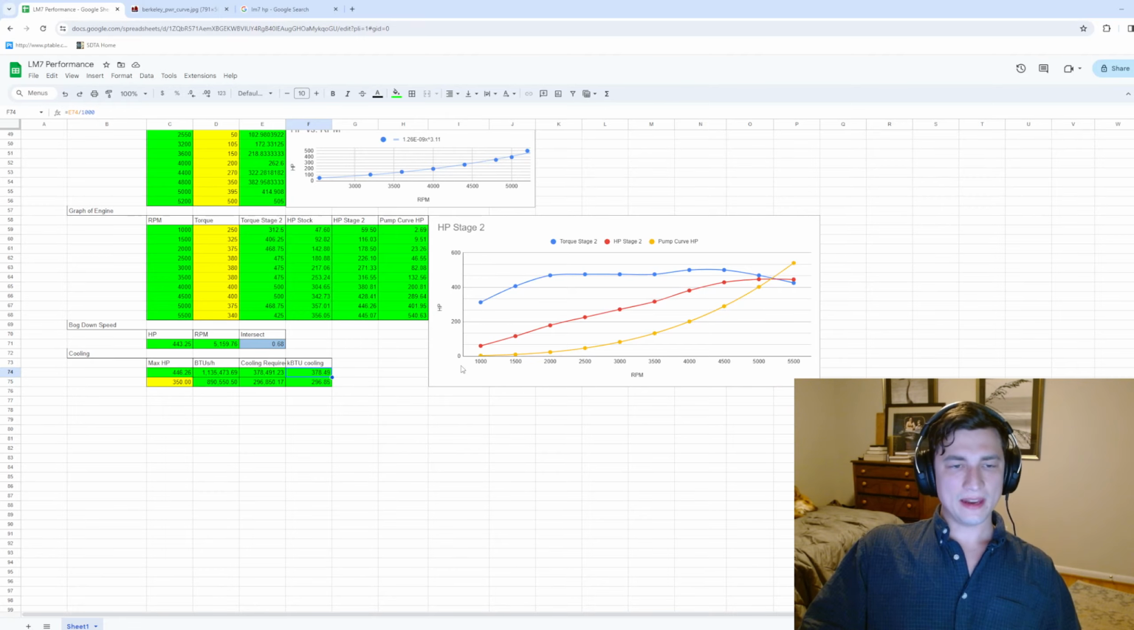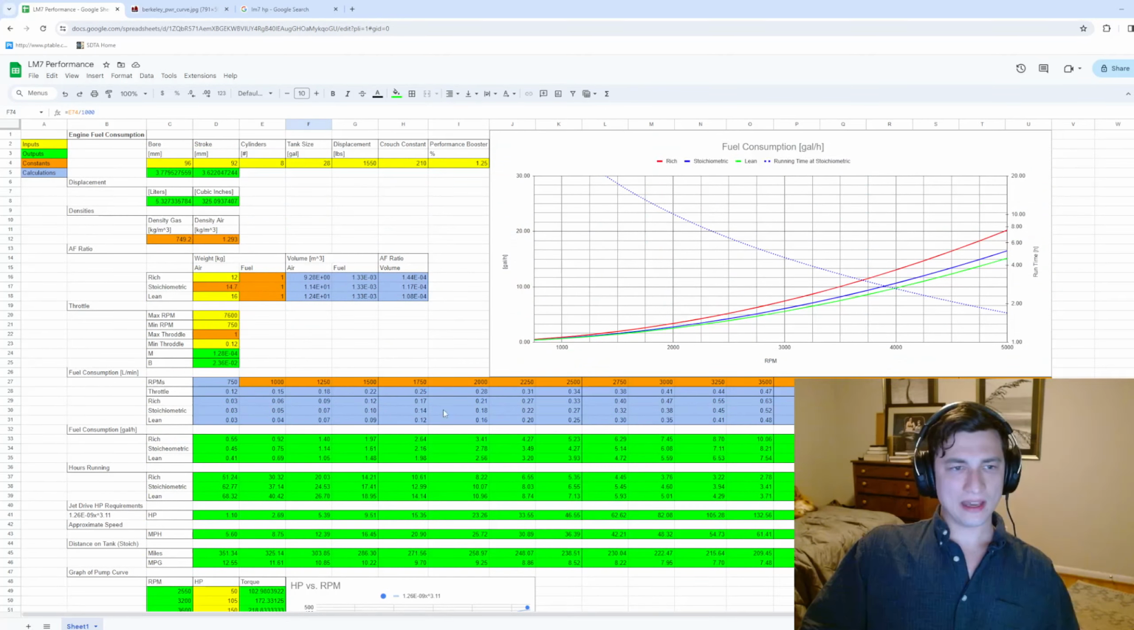So that is how I calculated the boat engine and pump. I'll be making updates to this as we get the maximum speed figured out. I'll adjust the crouch constant, perhaps adjust the performance booster of the camshaft and the zoomies and everything. If we ever decide to bore it out in the future, I'll change that and let you guys know. So that's the end of episode 4, and thank you very much.